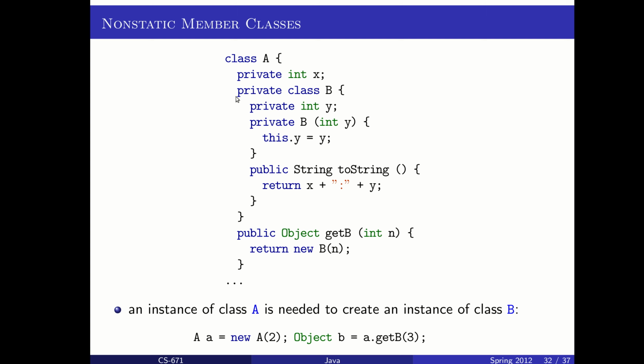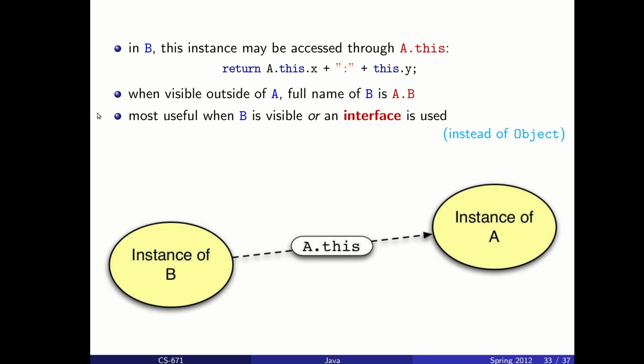Because it is not static, then we need an instance of class A to create an instance of class B. So we create, for example, a new A with the value 2, and then to create a B, we will need to call A.getB, or we can say A.new. It's a very strange syntax, but it would allow us to create an object of type B. We cannot just create B's outside of the class. We need an instance of A to get one.